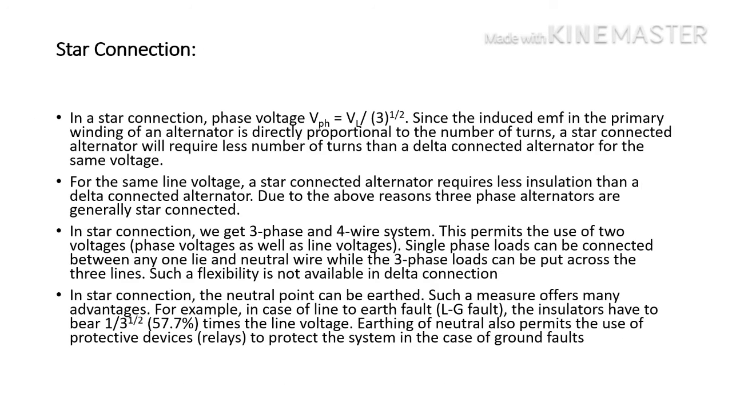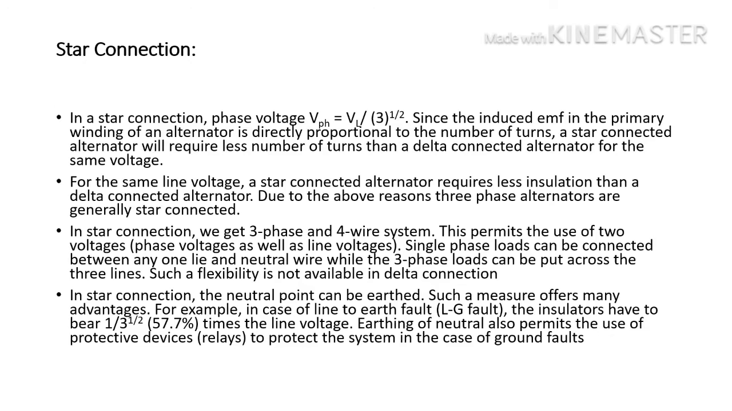Star connection and delta connection. Star connection. In a star connection, phase voltage VPH is not equal to line voltage VL. Since the induced EMF in the winding of an alternator is directly proportional to the number of turns, a star-connected alternator will require fewer turns than a delta-connected alternator for the same voltage. For the same line voltage, a star-connected alternator requires less insulation than a delta-connected alternator.